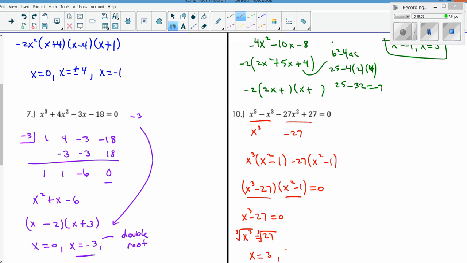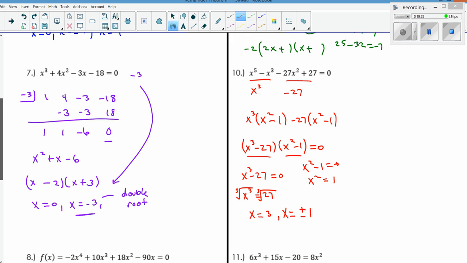And then my other answers are, over here, I'm going to add 1 to both sides and take the square root. So, this is what I mean. And when I take the square root of that, that's going to give me 2 answers, plus or minus 1. So I have 3 answers there. Okay? Alright, last one.